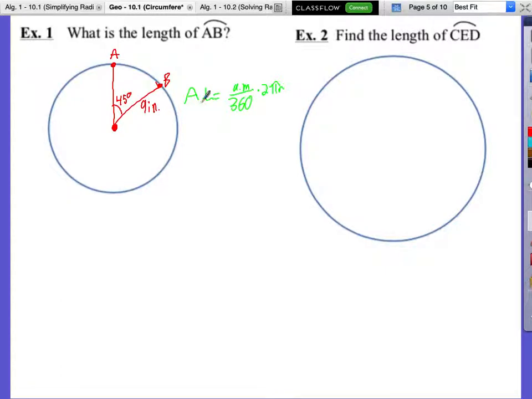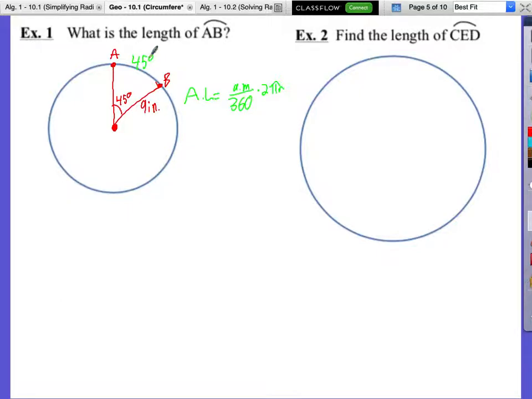We have 9. What does 9 represent? The radius. So 9 represents our radius. Are there any other variables we need to know in order to find arc length? We need our arc measure. Can we find our arc measure right now? What is it? 45 degrees, because this is the central angle.